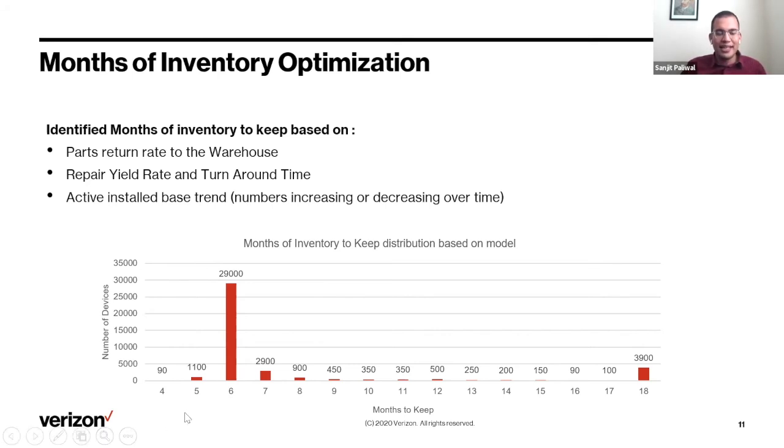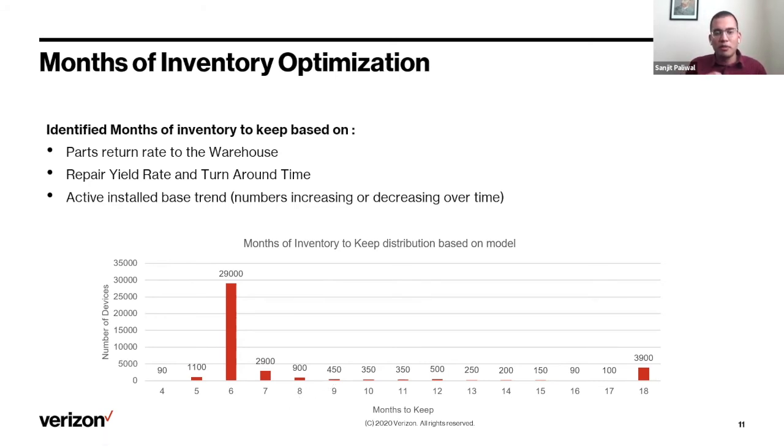The second metric is the repair yield rate. Repair yield rate, as we defined before, is simply the successful repair rate. If it is higher, we need to keep fewer months of inventory, so it's inversely proportional in this case. And then the third parameter is the repair turnaround time.